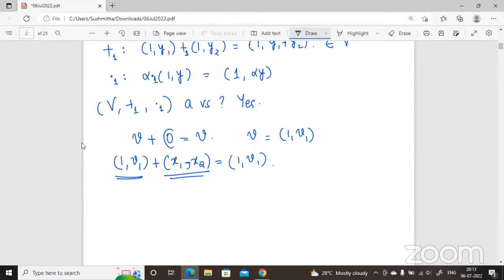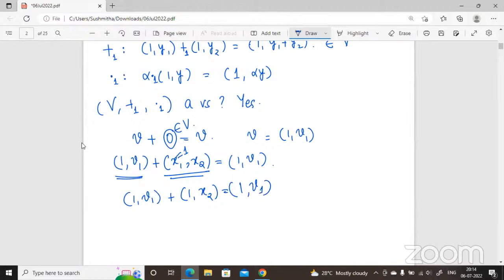First of all, the 0 element has to be in the vector space. So from that condition, we know that this x1 has to be equal to 1, because only then it will be in the vector space. So now when I add these two vectors, I should get this vector. So what should my x2 be?